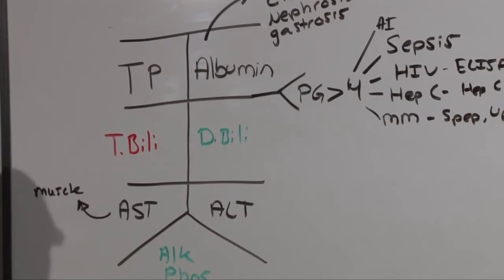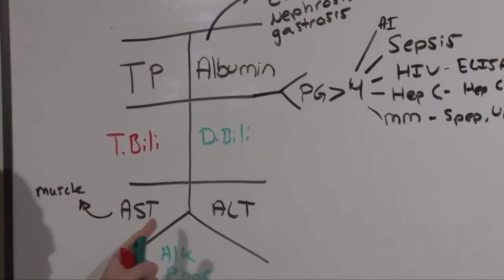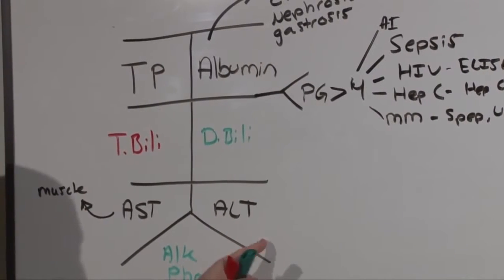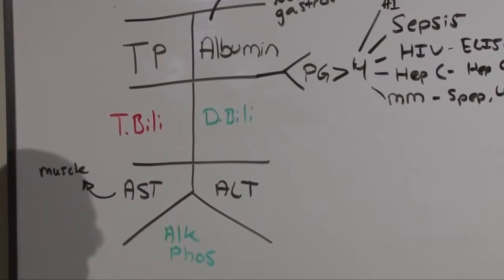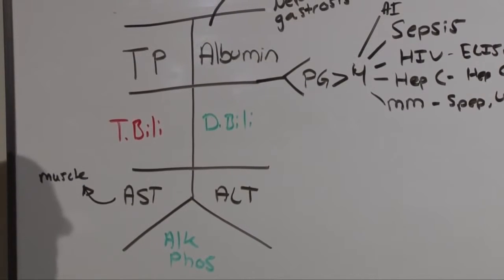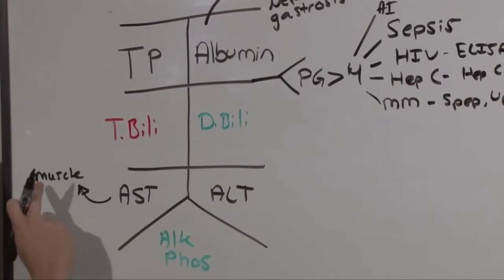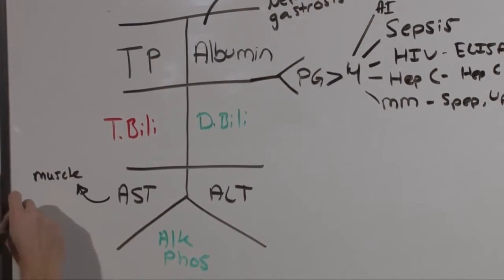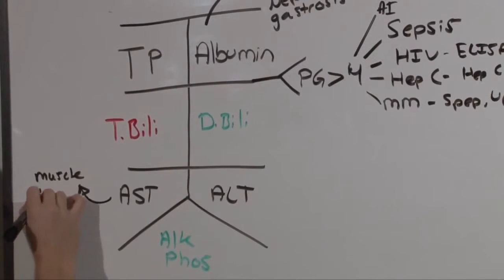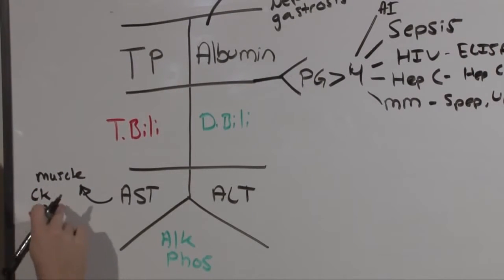So consider if you see an isolated elevation of the AST, or the AST is much higher than the ALT, it might be indicative of liver injury, and certain patterns do follow that. But if you see an elevation of the AST, think about muscle breakdown and check a CK or a CPK level, depending on what your laboratory is, looking for muscle breakdown and potential rhabdomyolysis.